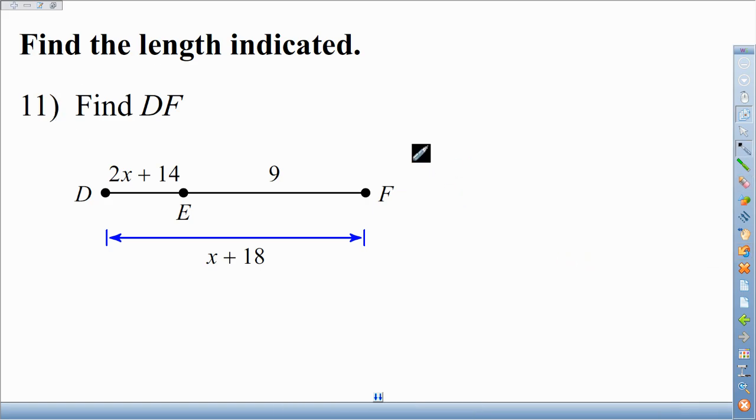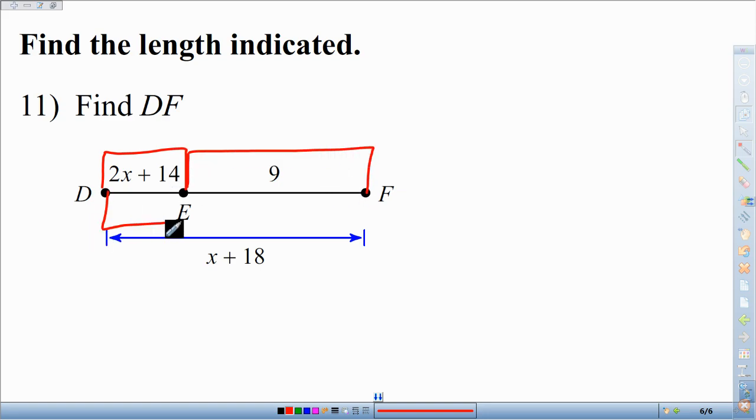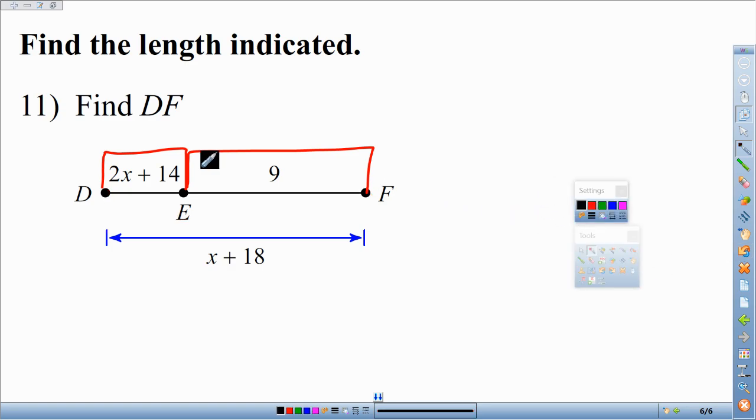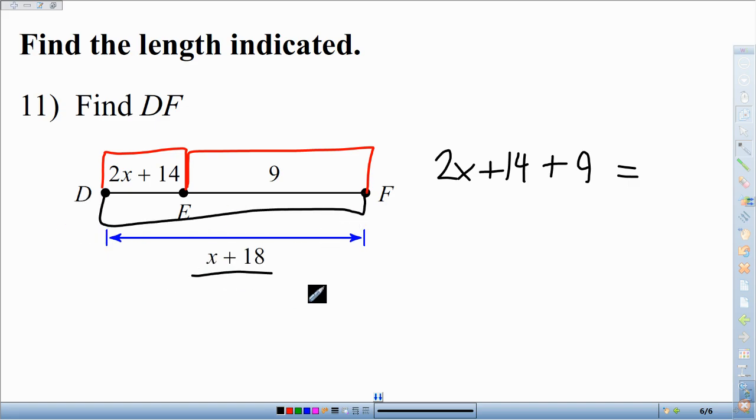Okay, so let's set up our equation. If you guys remember, really straightforward idea. We know that this segment plus this segment equals this segment. Okay, and that's going to be our equation. So let's start by adding these together. So we have a 2x plus 14 plus 9. And we know those added together equals the whole thing, which is x plus 18.